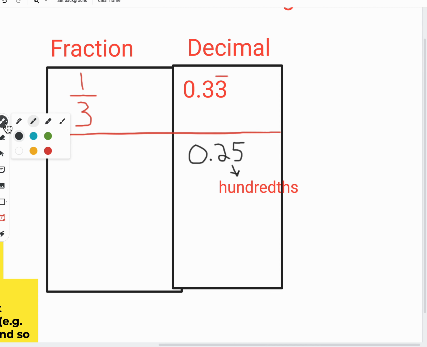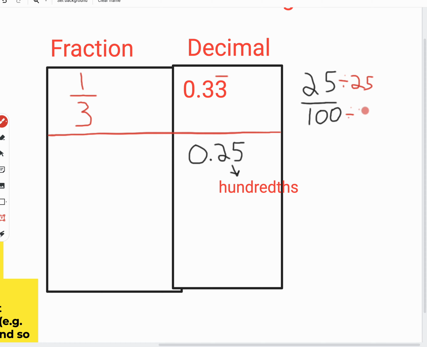Let's place 25 over 100. Here we can divide both the numerator and the denominator by 25. Let's reduce the fraction. This will reduce down to 1/4. 25/100ths is equal to 1/4.